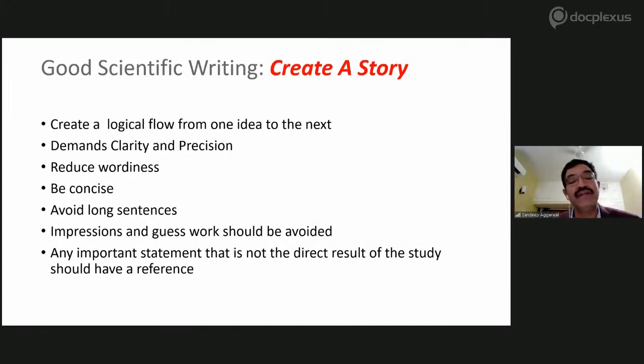Any important statement that is not the direct result of a study should have a reference. Remember that. Let's say, laparoscopic gastric banding is the most popular revisional bariatric surgical procedure. Now, if you don't back it with a reference, you should not put that statement. Okay? So for any important statement, use a reference.